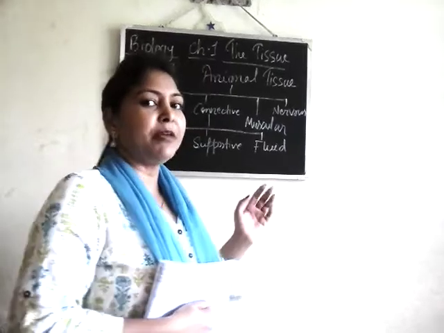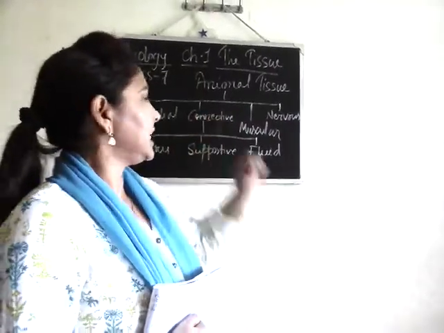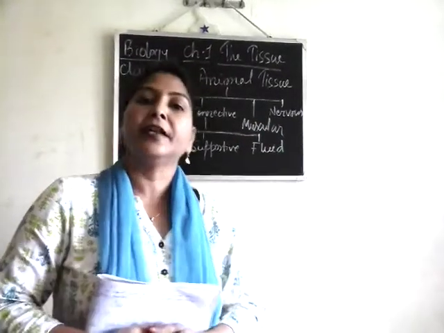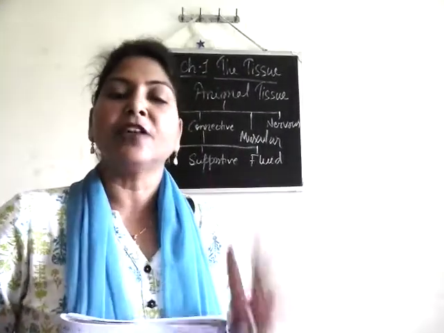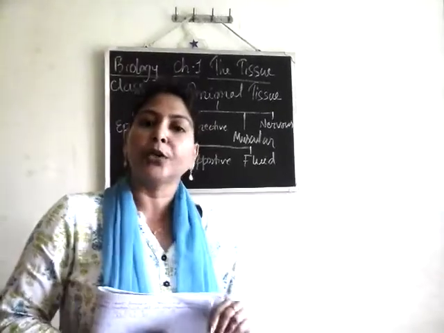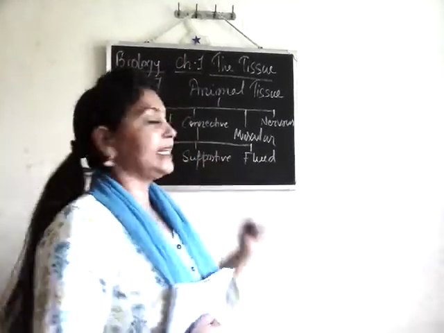Then we move to the next type of tissue, which is connective tissue. And then we have muscular tissue and nervous tissue. So these are the 4 various parts of animal tissue. Today we are going to discuss connective tissue.